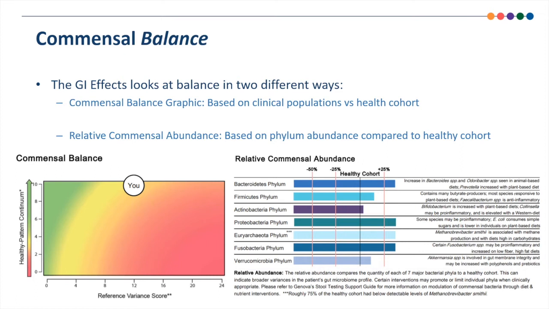And then to the right, we have the relative commensal abundance, which is just looking at when you start to group these commensal bacteria according to their phyla, are we seeing abnormalities in the patient's results as compared to a healthy cohort, which gives you another layer around suspicion of dysbiosis.